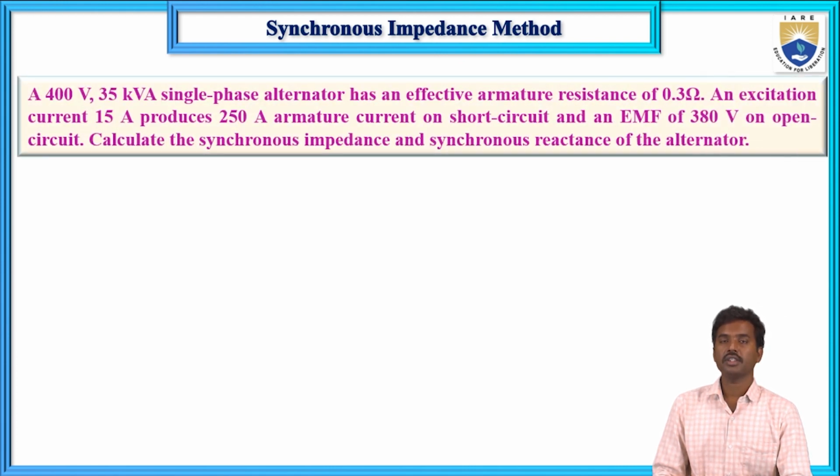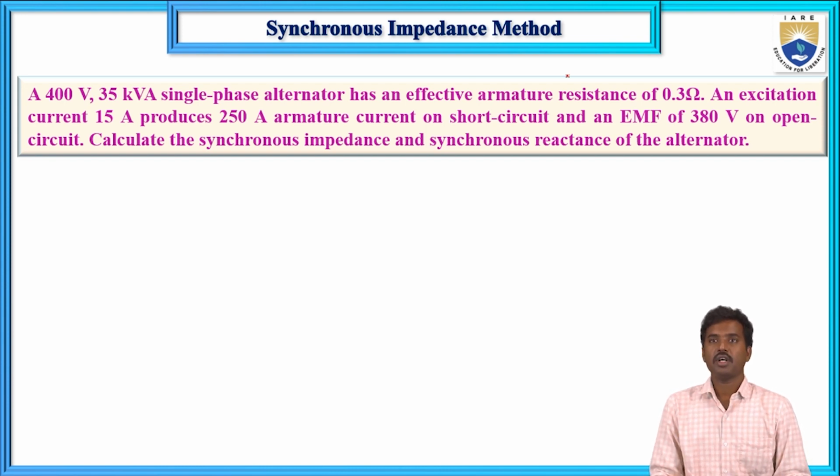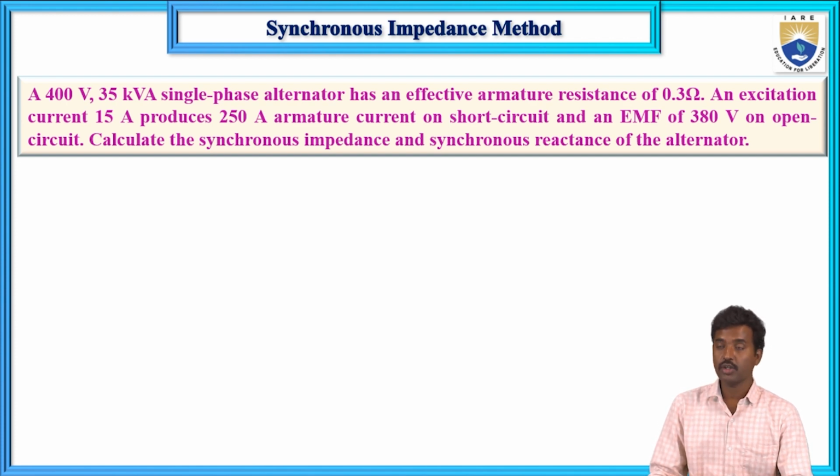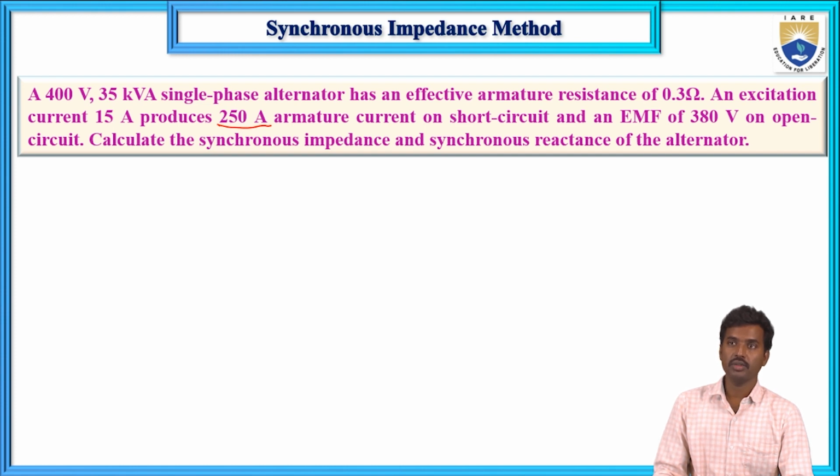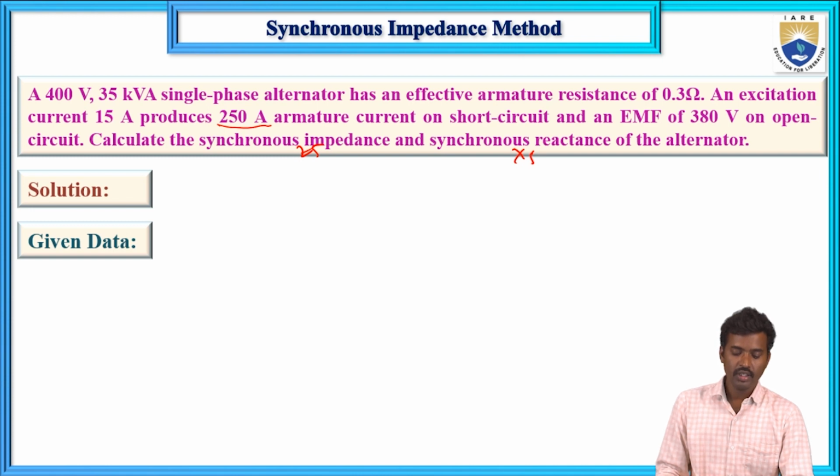Next, let us take one problem. A 400 volt, 35 kVA single phase alternator has an effective armature resistance of 0.3 ohms, an excitation current of 15 amps, and produces 250 ampere armature current on short circuit, and an EMF of 380 volts on open circuit. Calculate the synchronous impedance and synchronous reactance, that is, ZS and XS. Now the solution for this, given the data.